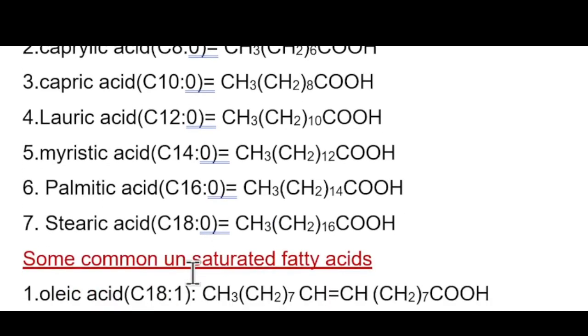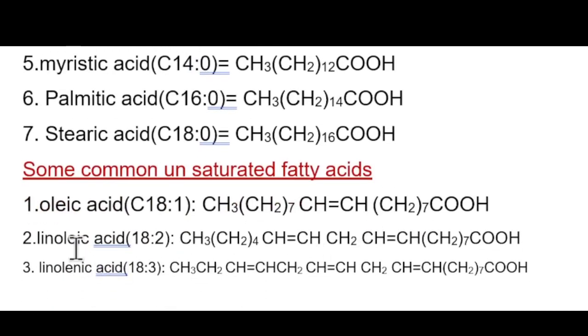Some common unsaturated fatty acids which are present abundantly in our oils are oleic acid. It also has 18 carbons like stearic acid, but stearic acid has no double bond. Here, oleic acid has 1 double bond, between the 9th and 10th carbon. You see CH3, first carbon, CH2 7 times, 7 plus 1, 8, 9. The double bond is between 9 and 10.